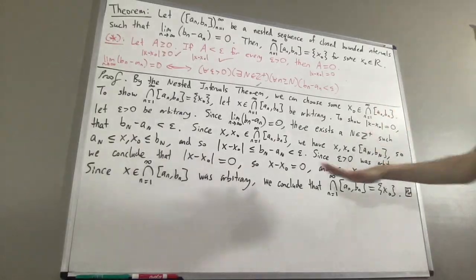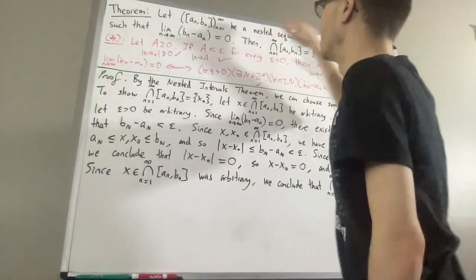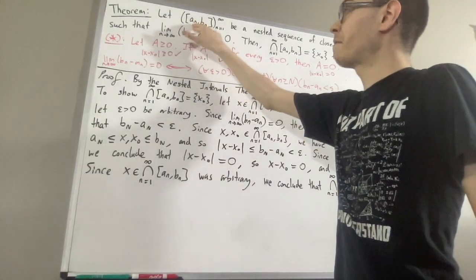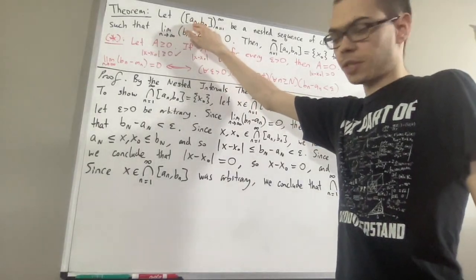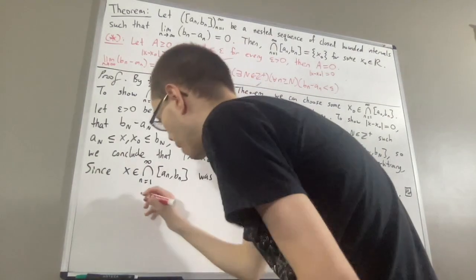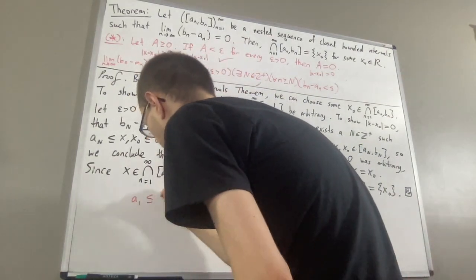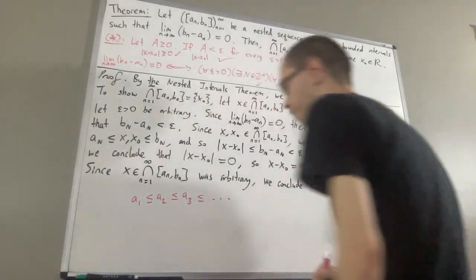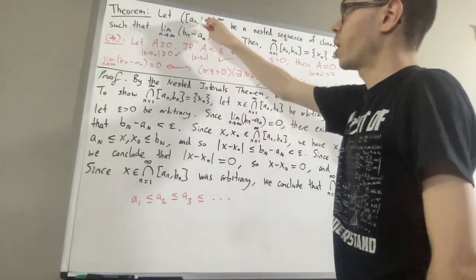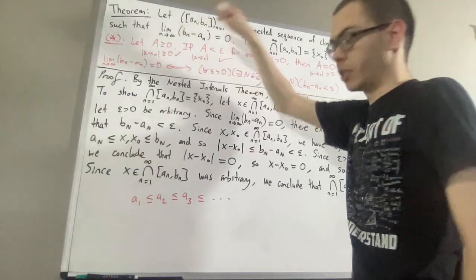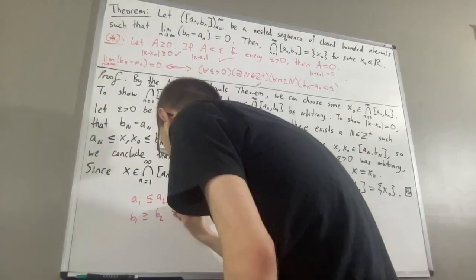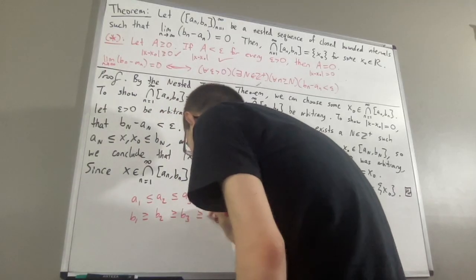Now, as you can imagine, since this is a nested sequence, it follows that the sequence of the left endpoints is an increasing sequence. So we have A1 less than or equal to A2, less than or equal to A3, and so on. The sequence of the right endpoints is going to be a decreasing sequence. So we have B1 greater than or equal to B2, greater than or equal to B3, and so on.